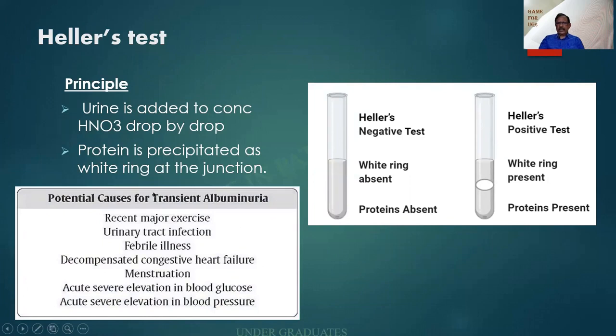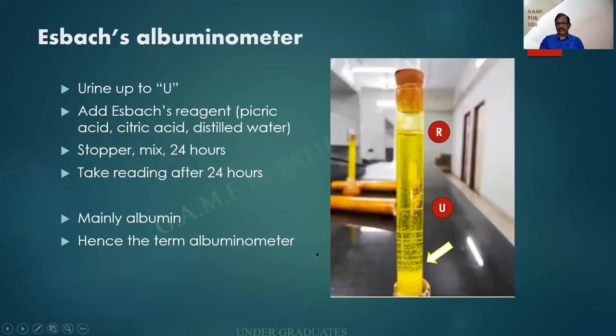There is something called transient proteinuria because of exercise, urinary infection, febrile illness, congestive heart failure, menstruation, sometimes even in diabetes or in blood pressure. So there can be a transient proteinuria. When these are controlled, you find that it becomes negative.